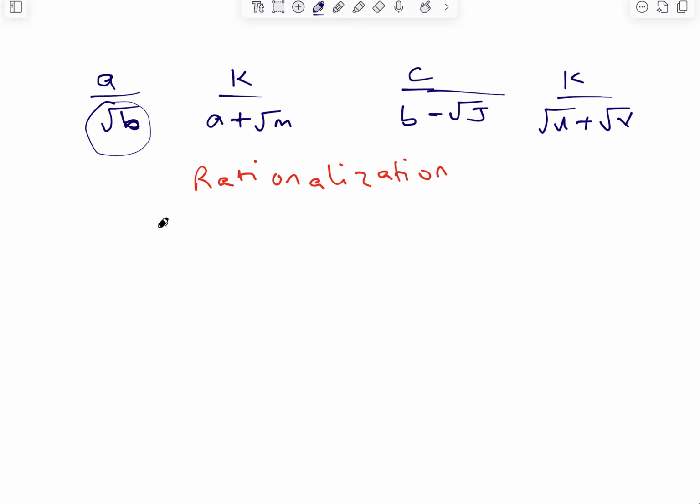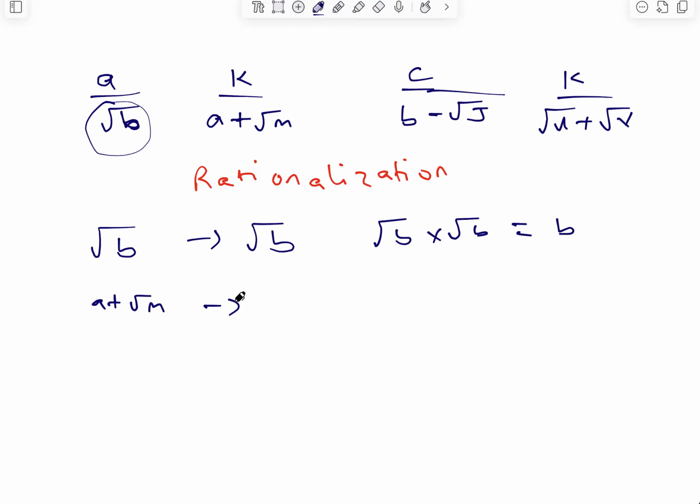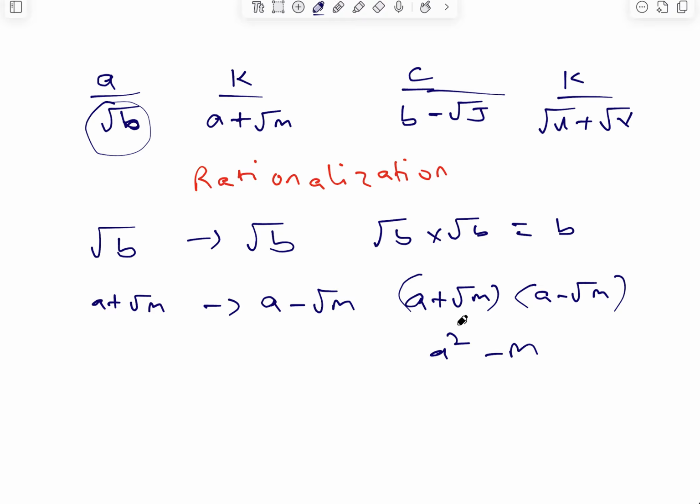Now, if you notice this is a single root. So square root of b. Its conjugate is also going to be square root of b because square root of b multiplied by square root of b is going to be b. Now, if you have a plus root m, all you have to do is to change the sign. That will be a minus root m. And take note, whenever you multiply a plus root m with a minus root m, you don't need to stress yourself, just square individuals. A, just square it, that will be a squared. Root m, when you square it, the square will cancel square root and you have m. So just put minus m. This is what always happens whenever you multiply a surdic expression with their conjugate.